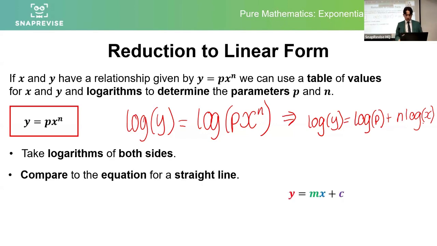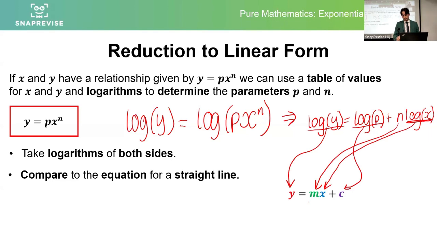Now, we took logs of both sides. Now we're going to do that same thing where we compare it to the straight line. So log y is like our y. Log p is like our little constant. And this time it's a little bit weird. mx is n log x. So this time, instead of x, we have log x. And n is our gradient.